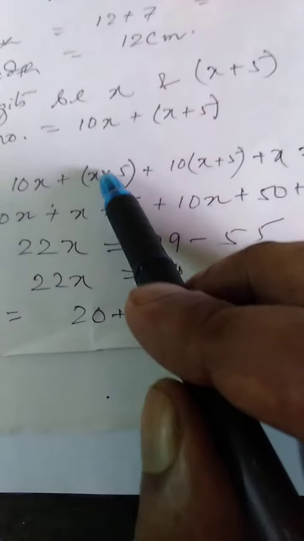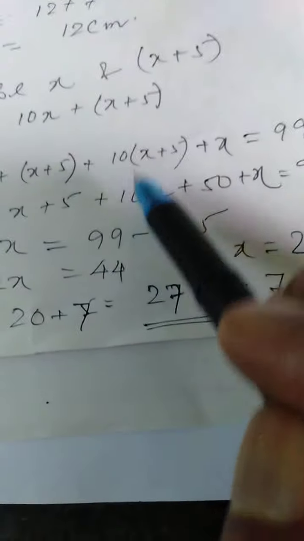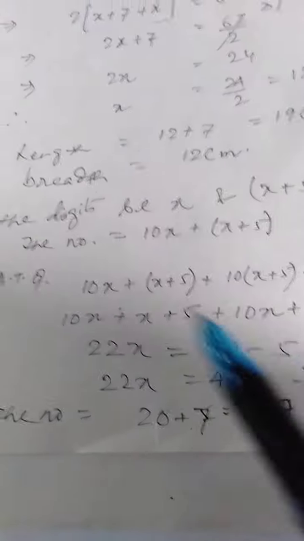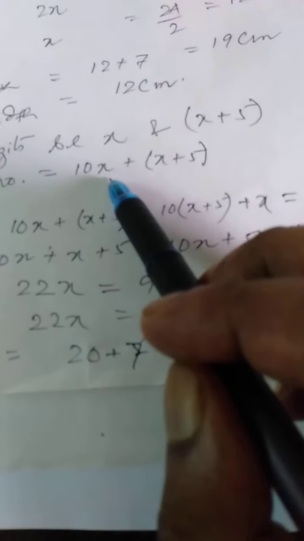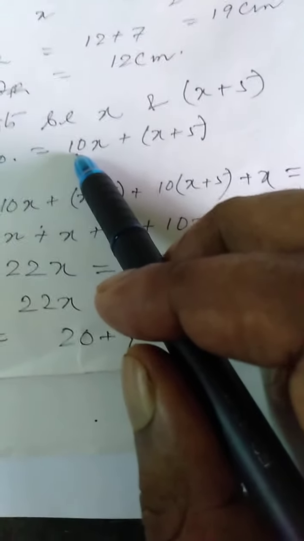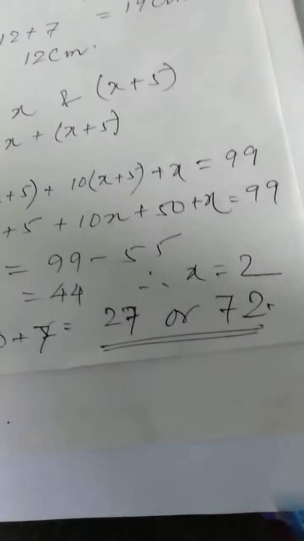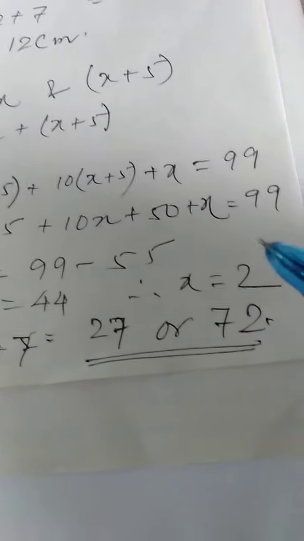Now you solve it. 10x plus x plus 5, plus 10 times x plus 5 is 50 plus x. So on solving you can get the value of x as how much? 2. So if you take 2, the number is 2 into 10, that is what? 20 plus 2 plus 5. So 20 plus 7, 27, or it can also be 72. Okay. So the number can be 27 or 72.